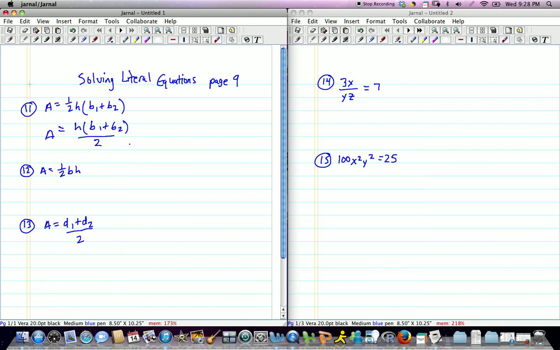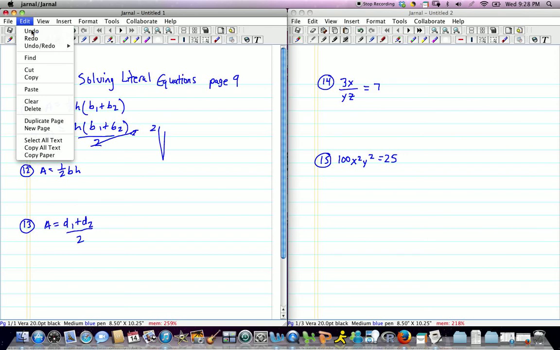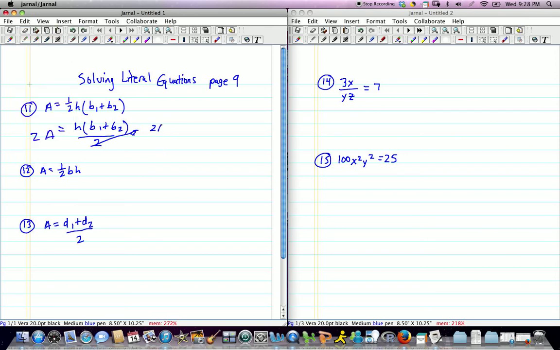So when I see this, the first thing I'm going to do is get rid of the 2, so I'm going to multiply by 2 on both sides. Sorry, I didn't mean to do that, so let me undo that. It's going to be 2 times a on the left is equal to h times b1 plus b2. Now h is almost by itself. We just need to divide by b1 plus b2. When I do that, that goes away. I divide this side by b1 plus b2. So I get h is equal to 2a divided by b1 plus b2. And I've now solved number 11.